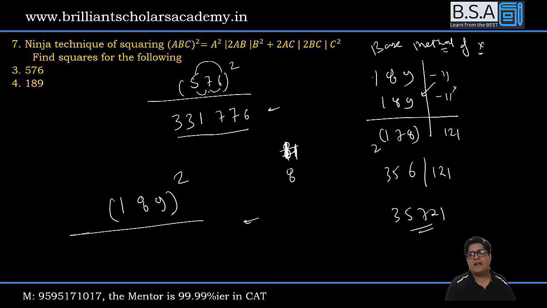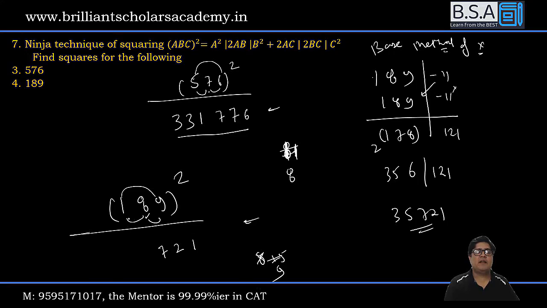So from the right side, 9 square 81, carried over 8. Multiplication 72. 72 double 144. 144 plus 8, 152. 2, carried over 15. Careful. 8 square 64. 9 into 18. 18 plus 64, 82. 82 plus 15, 97. 7, carried over 9.